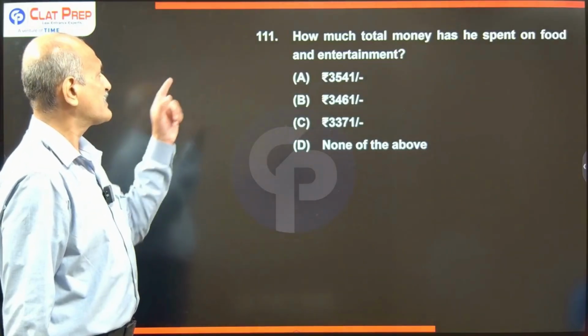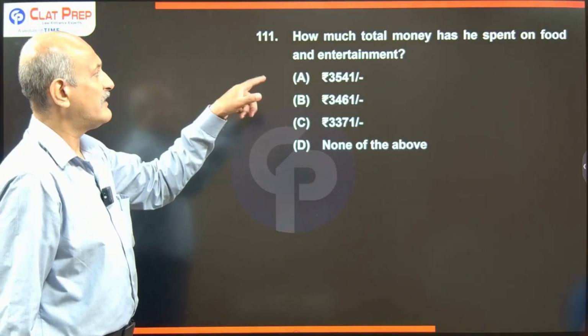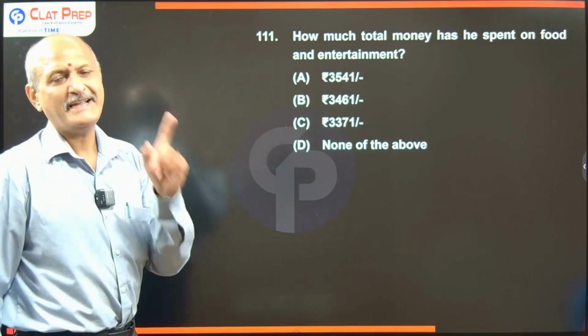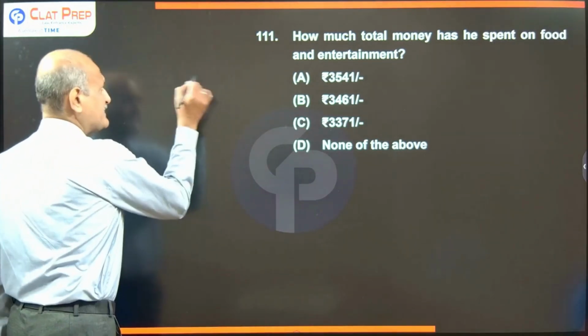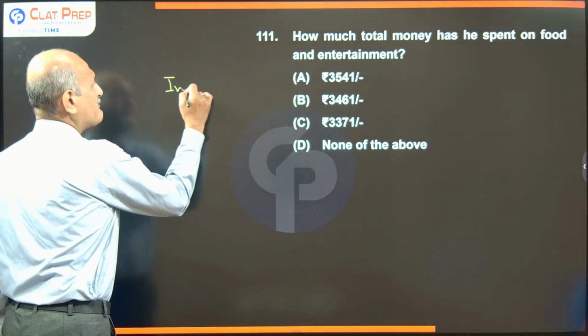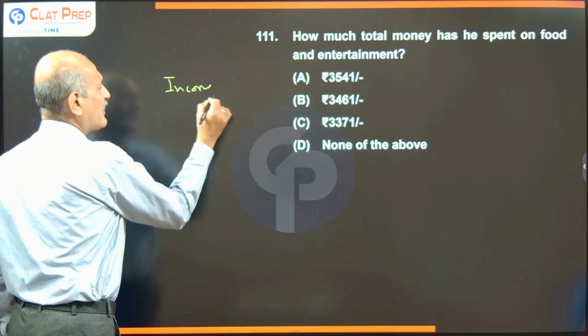See here, what is the question asking? How much total money has he spent on food and entertainment? Okay, now once again, please observe this one. What do we know here? His total income actually is in two parts here, correct? Okay, what have we seen in this one?